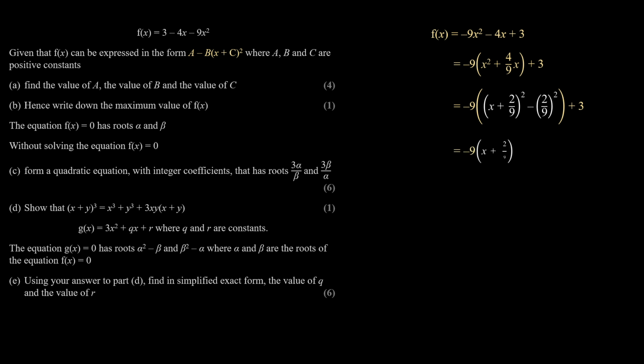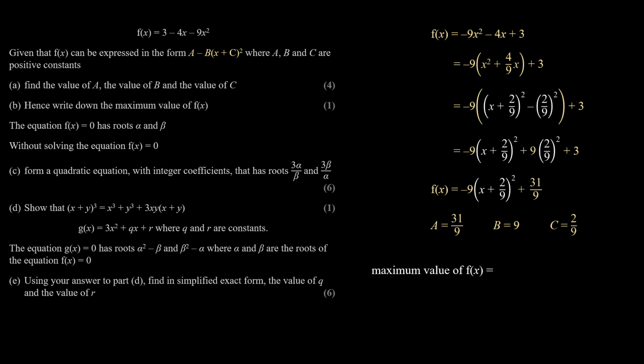Expanding the bracket and solving for the constant term, we get -9 times x plus 2 over 9 squared plus 31 over 9. The value of a is 31 over 9, b is 9, and c is 2 over 9. f of x is maximum when x plus 2 over 9 is 0. At this point, the maximum value of f of x is 31 over 9.